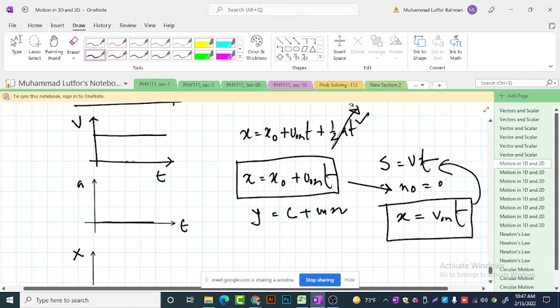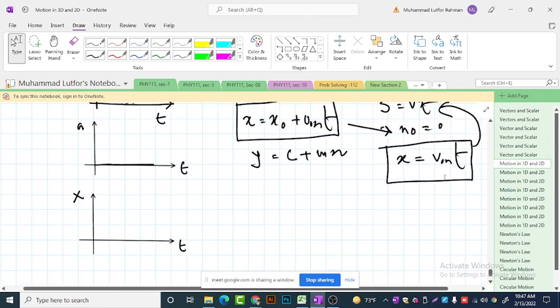Sir, can we consider s is equal to x minus x naught? s minus s naught, yes, exactly the same thing. Yes, sir, x minus x naught, the same thing. Yes, that's true. So you can write down this.